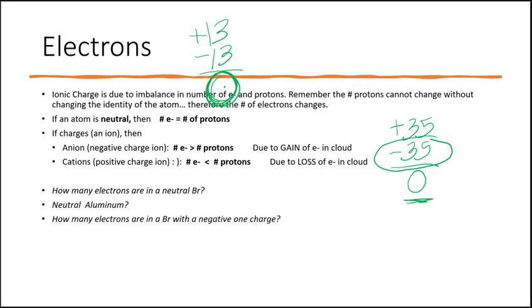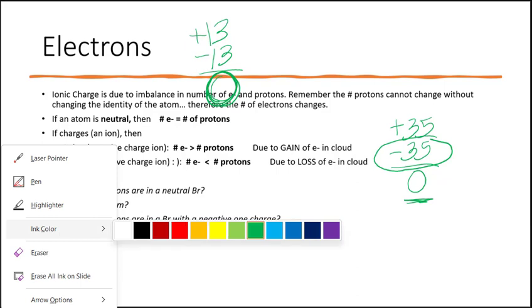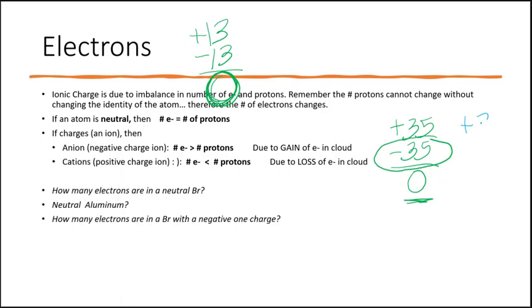How about if I have bromine with a -1 charge? So here's how I like to set it up. Let's change the color here to blue. If I have 35 protons, then I need to figure out how many electrons to have a -1 charge. See how I set that up? Because my electrons are negative, I'm just going to think about this. 35 minus what is -1? Oh, that would be 36. 36 electrons would give me a -1 ion. How are you feeling about that?